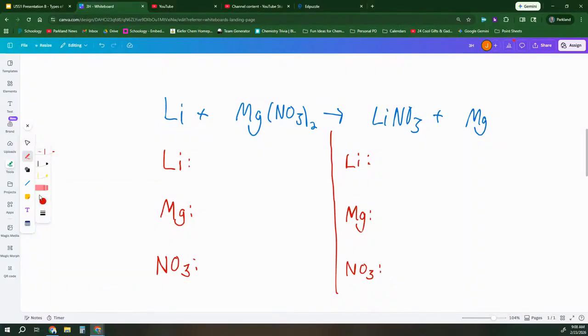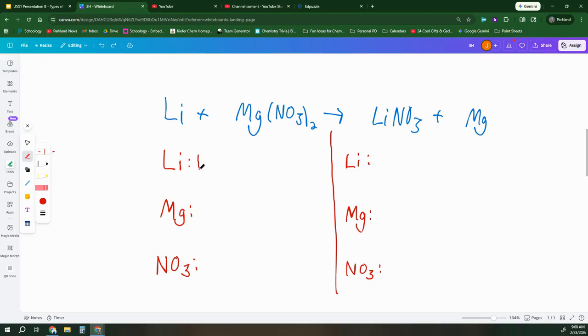So here we can see we have our single replacement reaction, lithium and magnesium nitrate. Notice the nitrate stays together on both sides of the reaction, becoming lithium nitrate and magnesium. So again, I'm going to count by lithium and magnesium, and I will keep the nitrate groups the same on both sides. I'll count by nitrates instead of splitting this up.